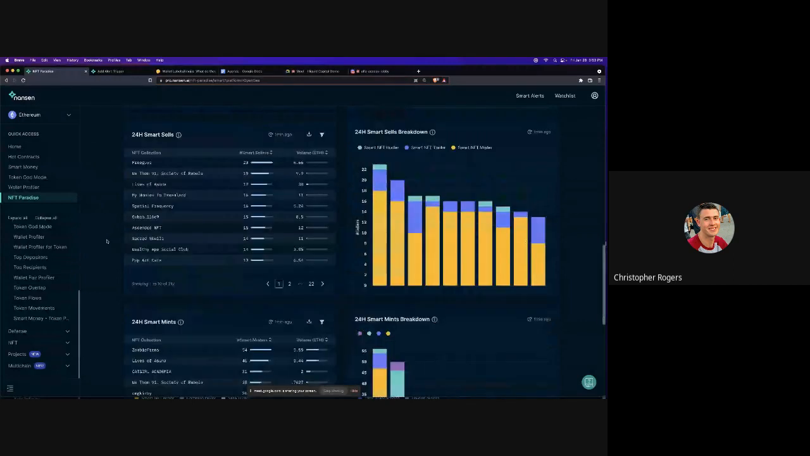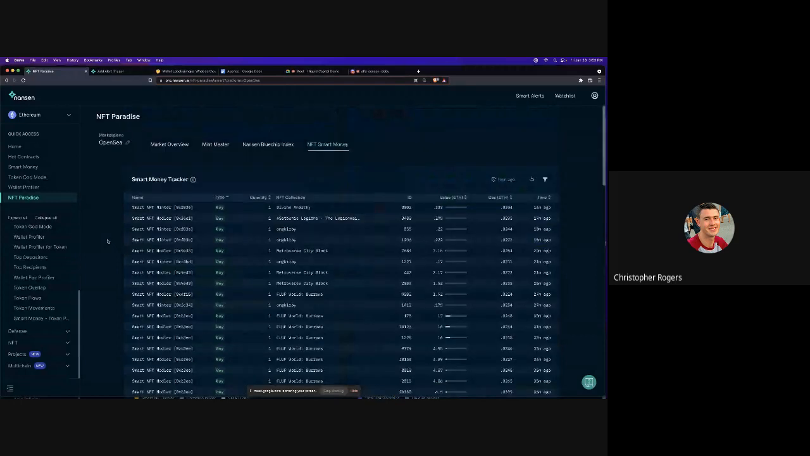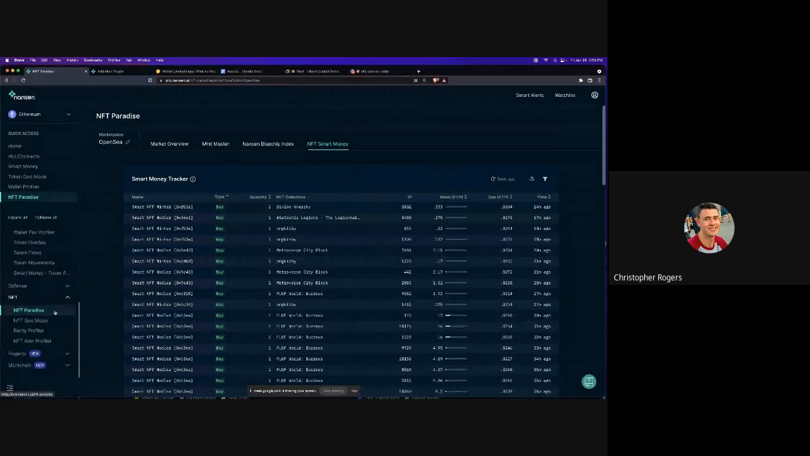All right, so that sums up our NFT Paradise. With that, I'd like to dive into our NFT God mode tool. I'll come down here to our expandable categories in the NFT section, and then I will jump into NFT God mode.